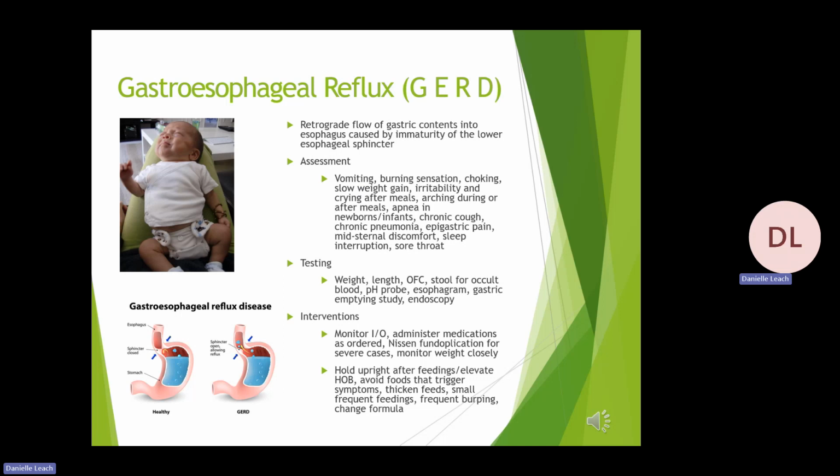So anything that you can think of where if the baby or child is having basically acid come up into the back of their throat and into their mouth, what would happen?